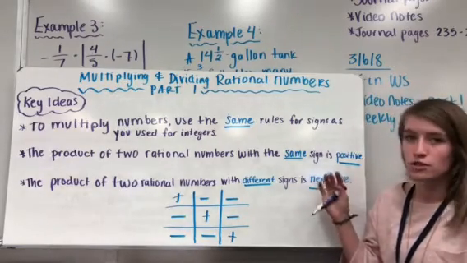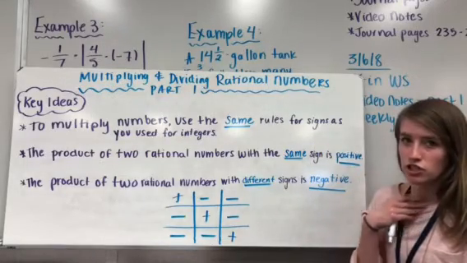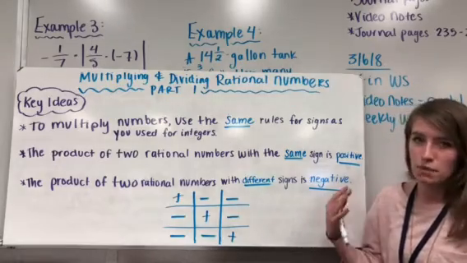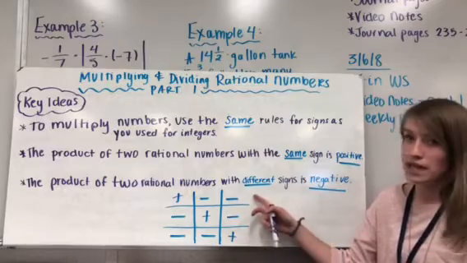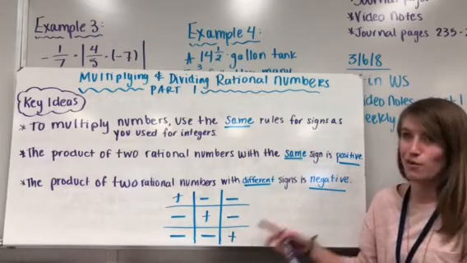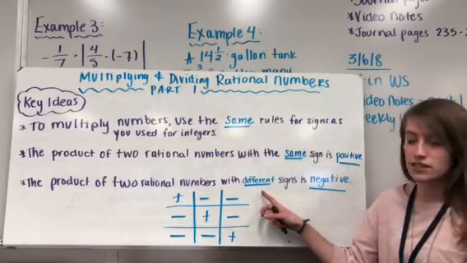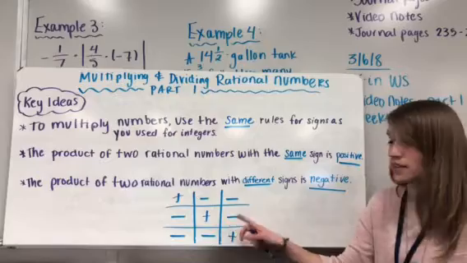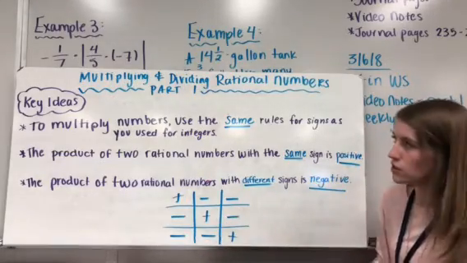To multiply numbers, we're going to use the same rules that we did for our signs with integers. The product of two rational numbers with the same sign is positive. So a positive times a positive is a positive. A negative times a negative is also a positive. The product of two rational numbers with different signs, though, is negative. So a negative times a positive is a negative. Remember that we have this chart here to help us keep track of all of our signs.